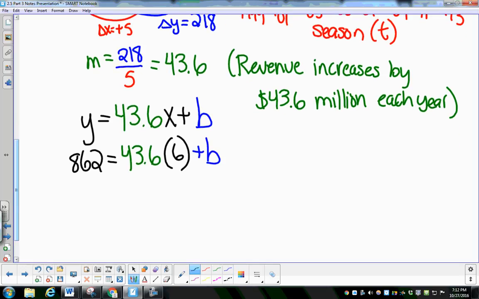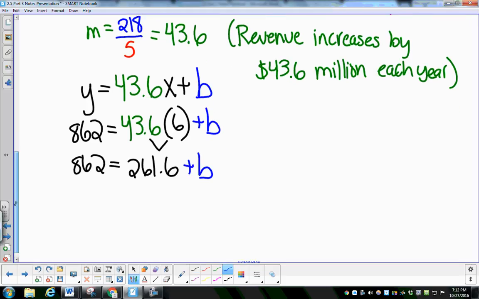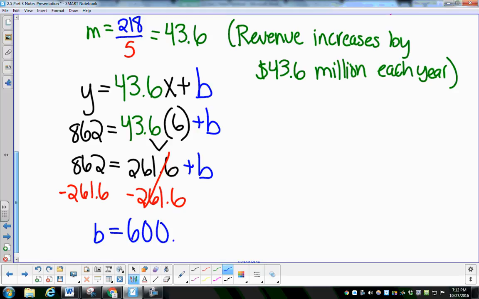So I went ahead and multiplied 43.6 times 6, and that is 261.6. So right now I have 862 equals 261.6, which is just those multiplied together, plus b. So now to isolate b, all I need to do is subtract this 261.6 from each side of this equal sign. And if you do that, we are left with b equals, I kind of just switched the side here, 862 minus 261.6, which is 600.4. It was pretty much 600, wasn't it? We maybe could have just used 600, but I want to make sure you guys know how to do that.